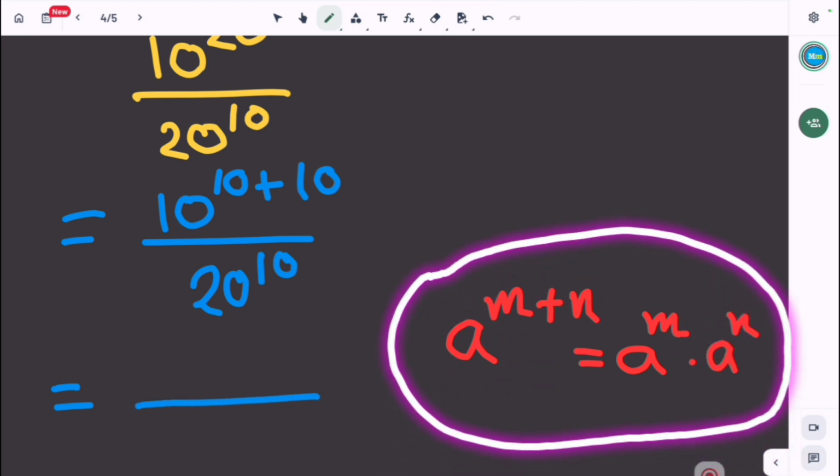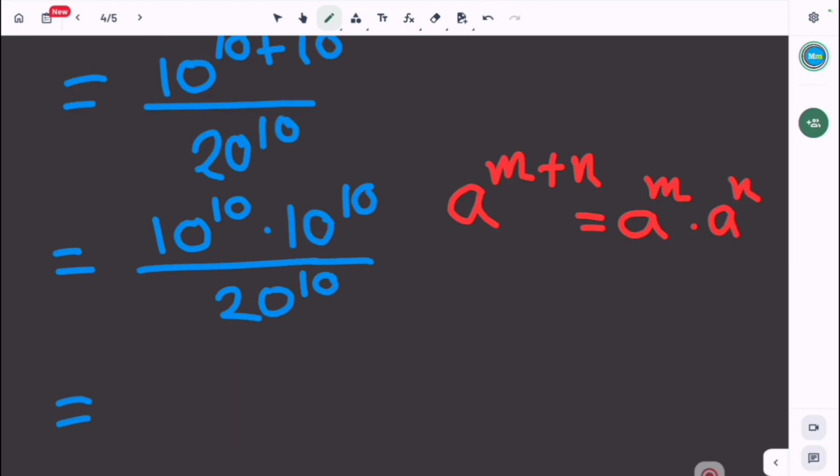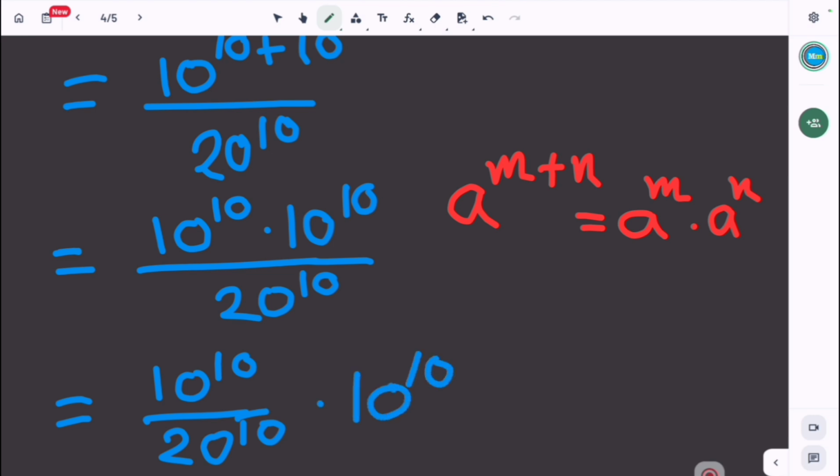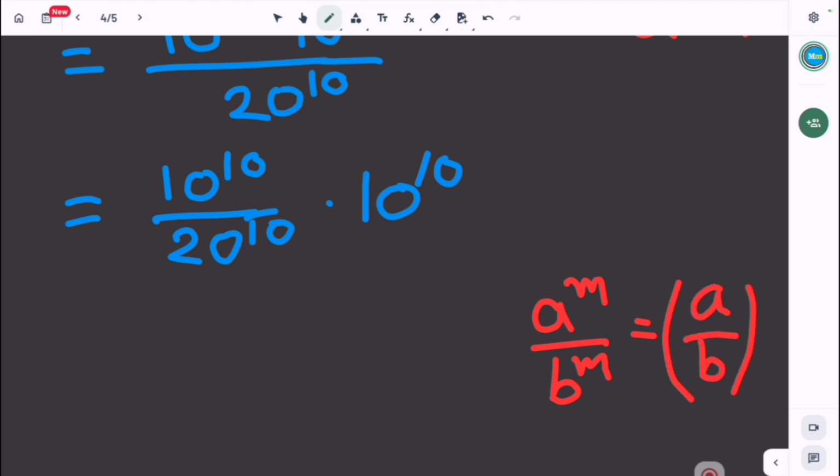From this formula we can write that 10 to the power 10 into 10 to the power 10 divided by 20 to the power 10 equals to 10 to the power 10 divided by 20 to the power 10 into 10 to the power 10. So one more formula, that is a to the power m by b to the power m equals to a by b whole to the power m.